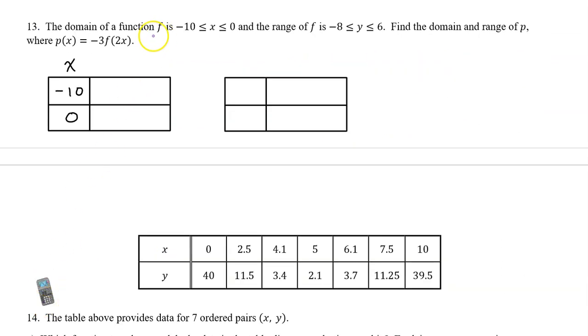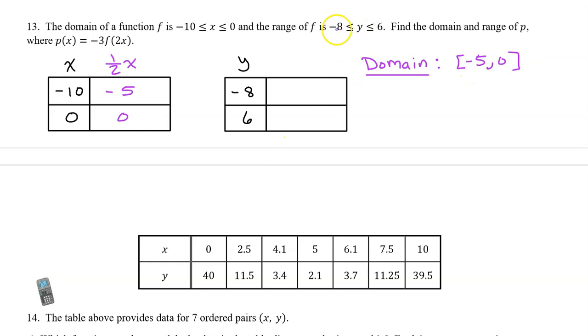The original domain for number 13 goes from -10 to 0. The transformation that affects the x values is the 2 on the inside. This is a horizontal dilation by a factor of 1/2. It's the opposite of the way it appears. So I can find new x values by doing 1/2 times the original x values. So that will give me -5 and 0. The new domain is from -5 to 0.